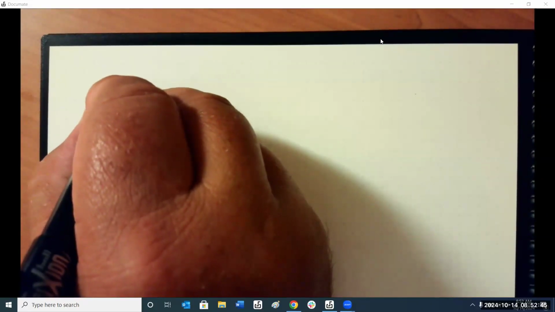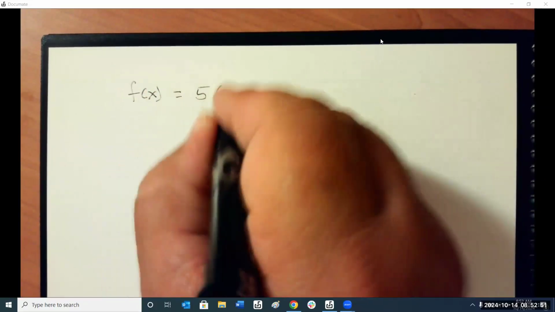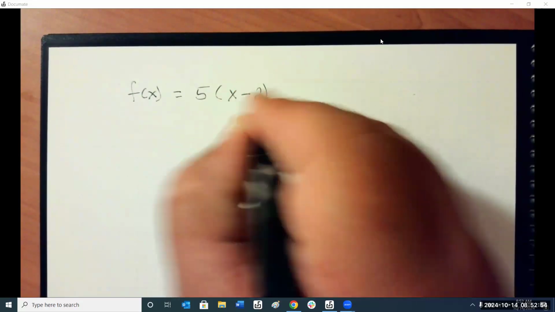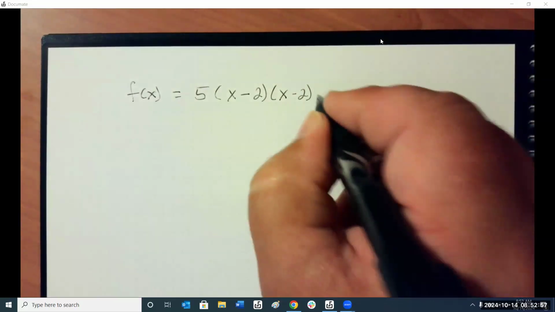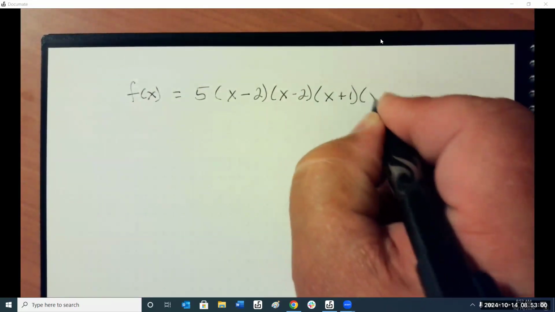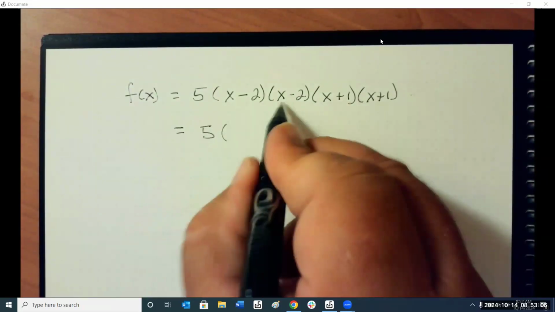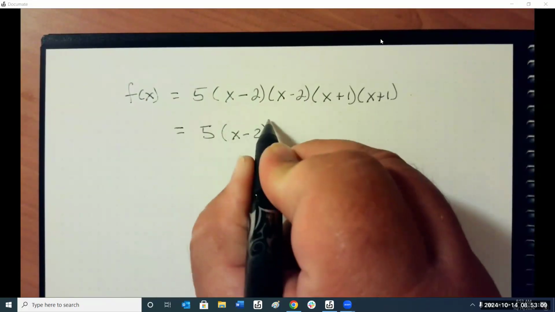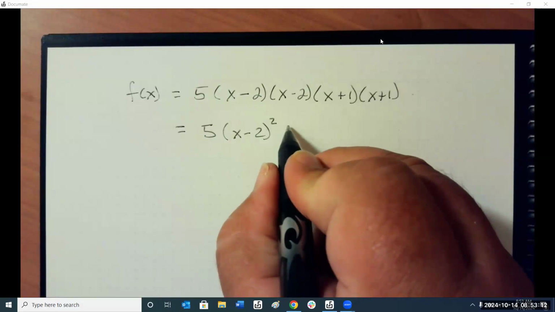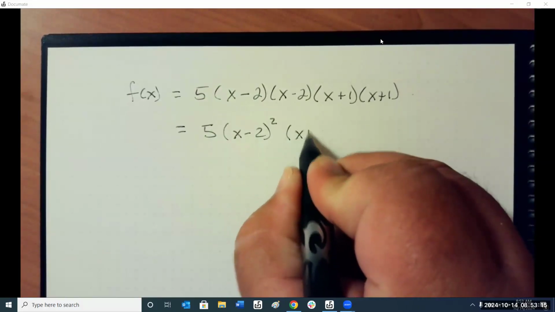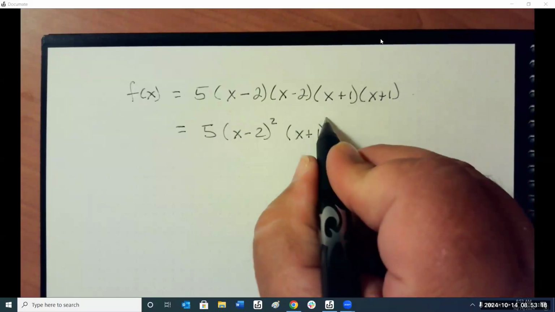But that equation can be written like this. So we have our f of x was 5 times (x minus 2)(x minus 2)(x plus 1)(x plus 1). What we could do, since both of these are the same and they're multiplied together, we'll say (x minus 2) squared. And this other one occurs twice.